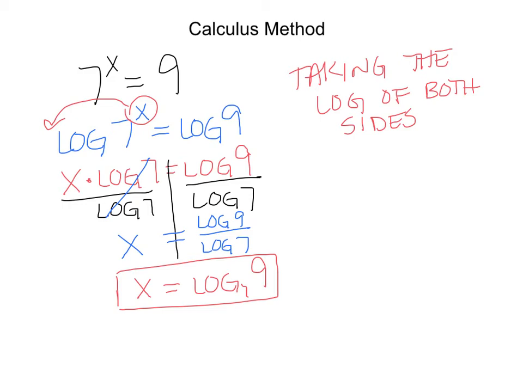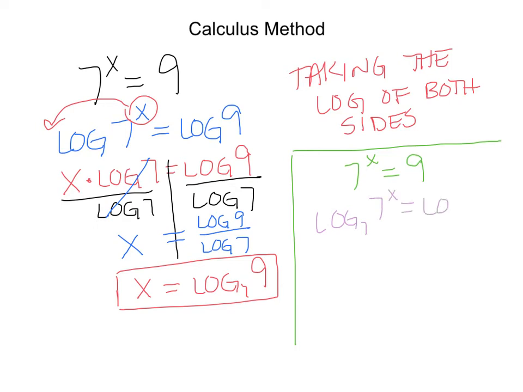So let's start our problem again in the corner here. It's not going to take very much space. 7 to the x equals 9. And if I want to take the log base 7 of both sides, it would look like this. Log base 7 of 7 to the x equals the log base 7 of 9. Since I did the same operation on both sides, we still have an equal equation, and we can continue using our properties.